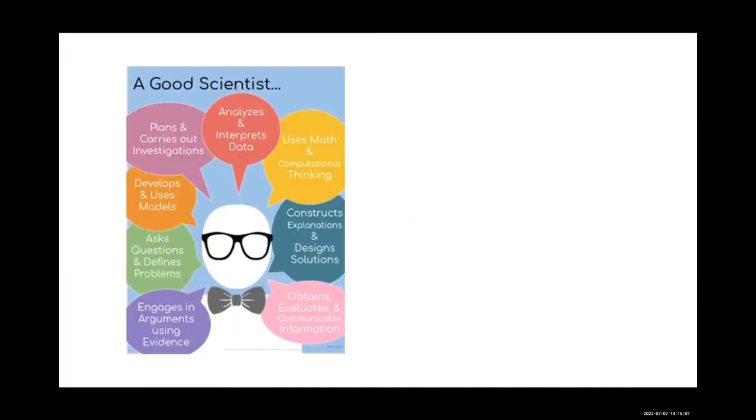So how do you be a good scientist? A good scientist engages in arguments using evidence. This is important. Evidence, not emotion or feelings or thought or belief, evidence. A good scientist asks questions and defines problems, develops and uses models. This helps people conceptualize what it is you're talking about. Plans and carries out investigations, analyzes and interprets data. That's very important. Analyzing and interpreting data doesn't mean that you take the data at face value as someone explains it to you. It means you analyze and interpret it yourself. He uses math and computational thinking, constructs explanations and designs solutions, obtains, evaluates, and communicates information.